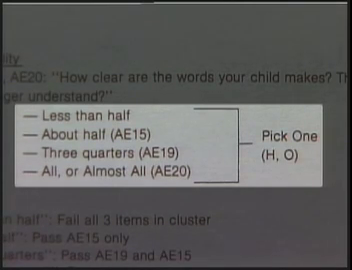All 3 items in the cluster are scored by asking the parent the following forced choice question: how clear is your child's speech? That is, how much of your child's speech can a stranger understand? Less than half, about half, 3/4, or all or almost all.